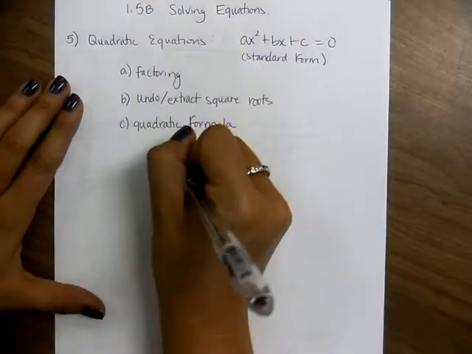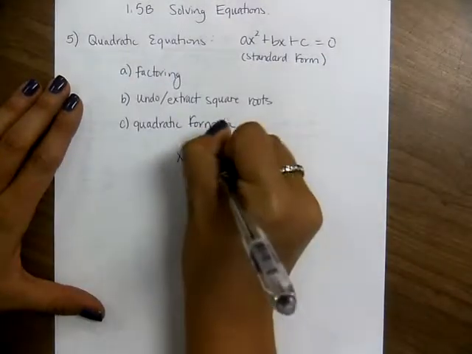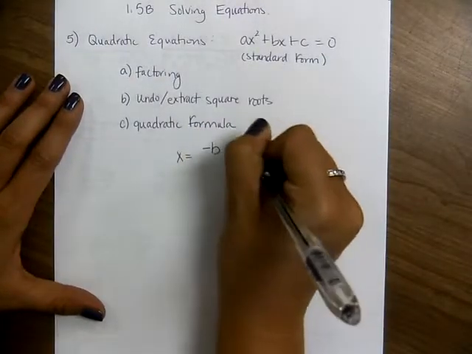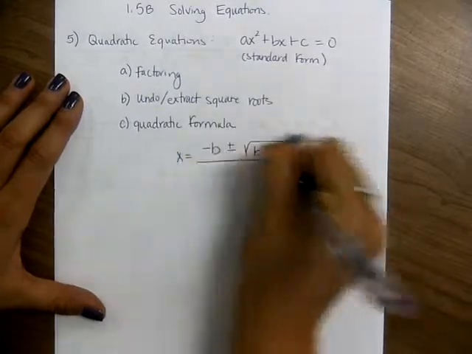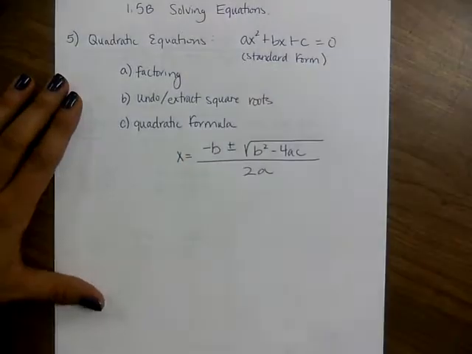But just to review, quadratic formula is x equals negative b plus or minus the square root of b squared minus 4ac all over 2a.